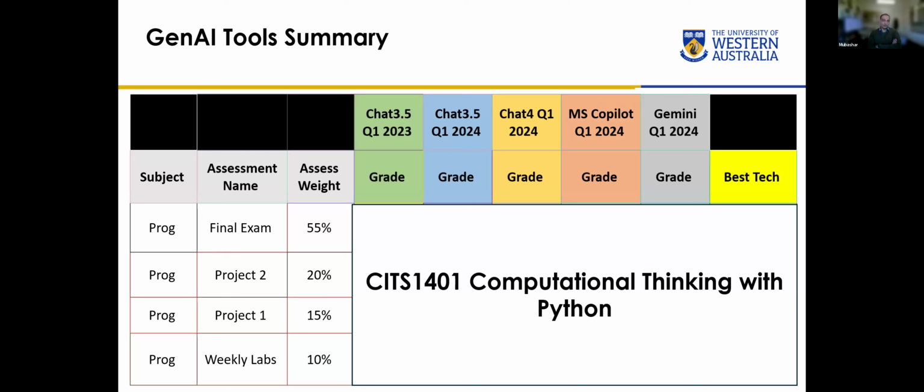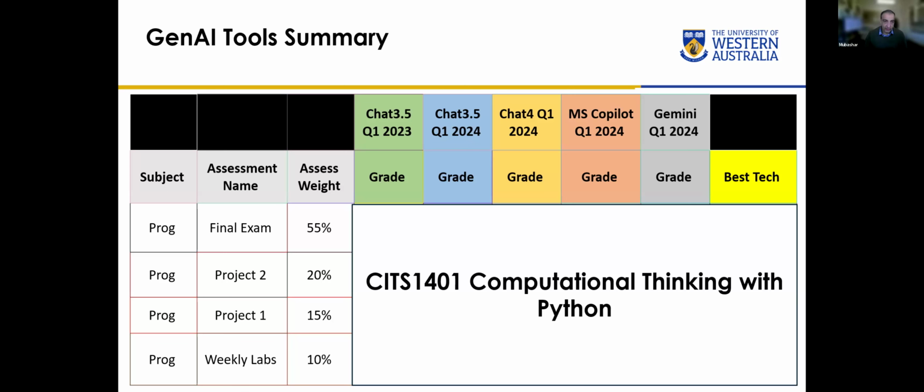And each lab will have approximately 20 to 25 small questions. But these questions are very, very small, like they are looking for just 5 or 6 lines of code. Projects 1 and 2 are really comprehensive programming. The final exam has a wide range of questions, like 7 to 8 questions, ranging in difficulty. The marks are allocated from 5 to a maximum of 20.